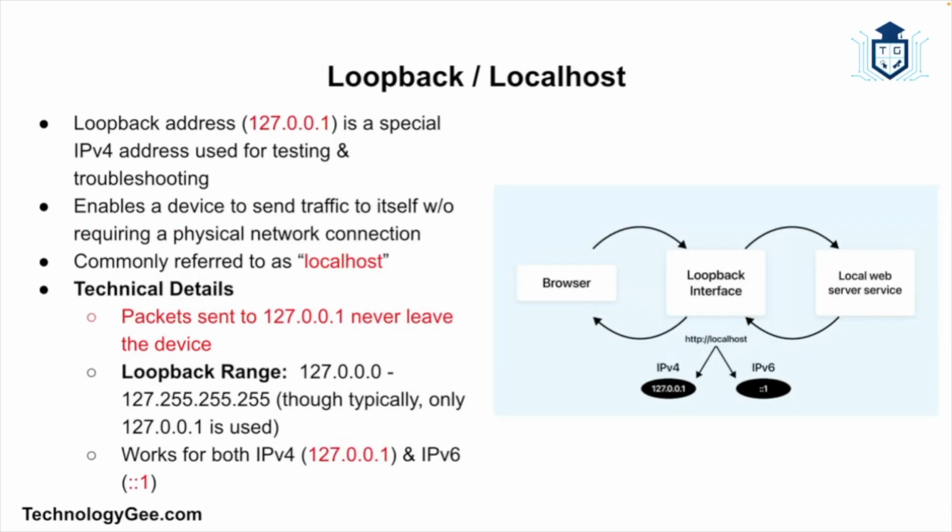All right, so let's quickly talk about loopback and localhost. The loopback address, which is 127.0.0.1, is a special IPv4 address used for testing and troubleshooting network software. It allows a device to send traffic to itself without requiring a physical network connection. And this is commonly referred to as localhost.